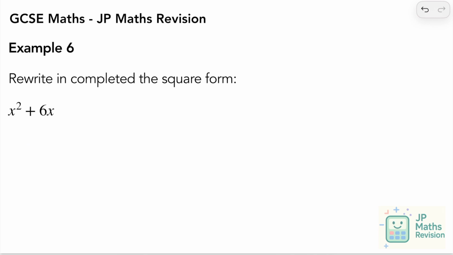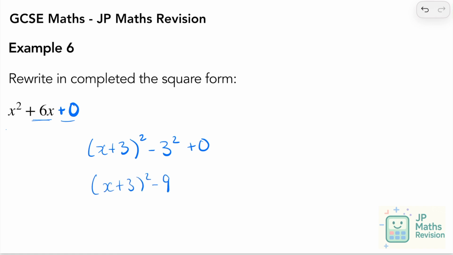This one here, we just have x squared plus 6x. So this is kind of like having x squared plus 6x plus 0. So that might help so that we can kind of see it more in a quadratic form like we've seen in the other examples. So the same thing as before, we're going to half this number in the middle. So it's going to be x plus 3 squared. And then we're going to minus that number squared, so minus 3 squared, and then we plus 0. So it's just going to be x plus 3 squared minus 9.